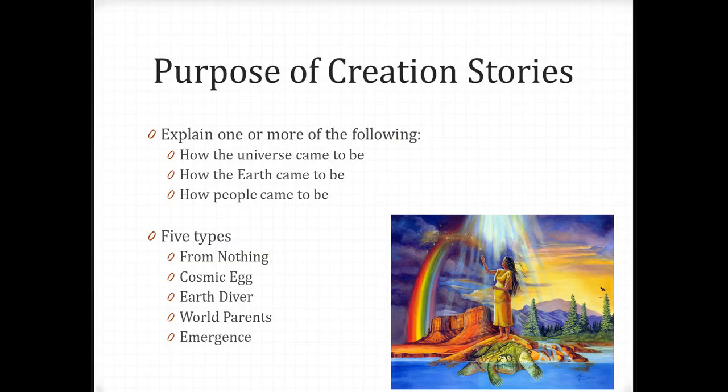When we talk about creation stories, we're talking about one of three types of stories. It could be a story that explains how the universe came to be out of nothing, typically. It could be about how the earth came to be, or how the earth became populated with animals and plants, or finally how people came to be. There are 5 basic archetypes or types of creation stories: the from nothing story, the cosmic egg story, the earth diver story, the world parent story, and the emergence story. Let's take a closer look at each one of those.